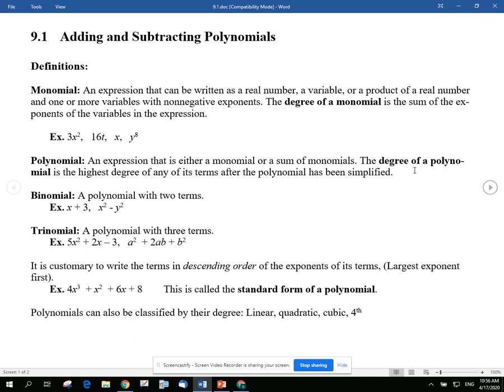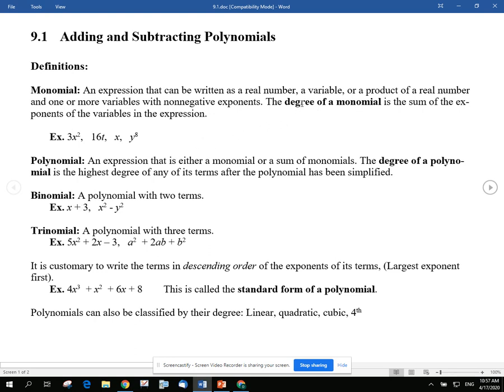Okay, so I've used the word term a couple of times. Let me make sure that you understand. A term in a polynomial is separated from other terms by a plus sign or a minus sign. Not multiplication, not division, not exponents, but a plus or a minus sign. So there can be multiple terms in a polynomial. A monomial has just one term. If you look down here at binomial, x plus 3, that's 2 terms. X is a term, 3 is a term.